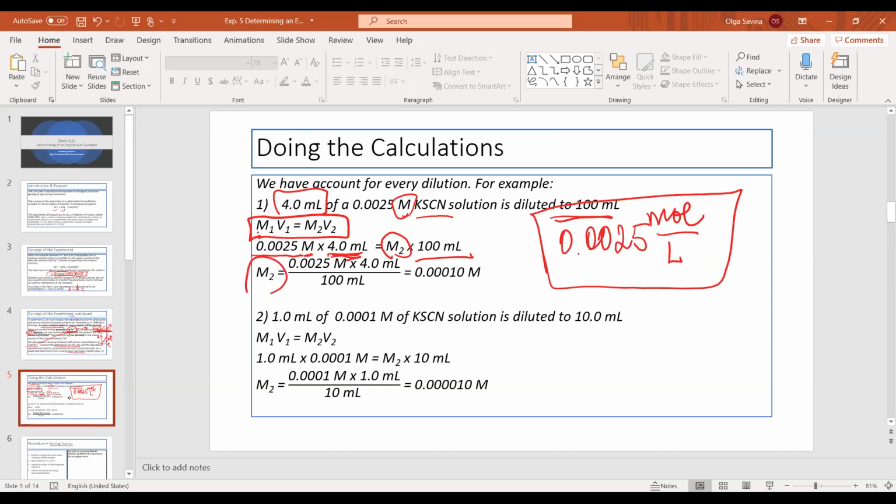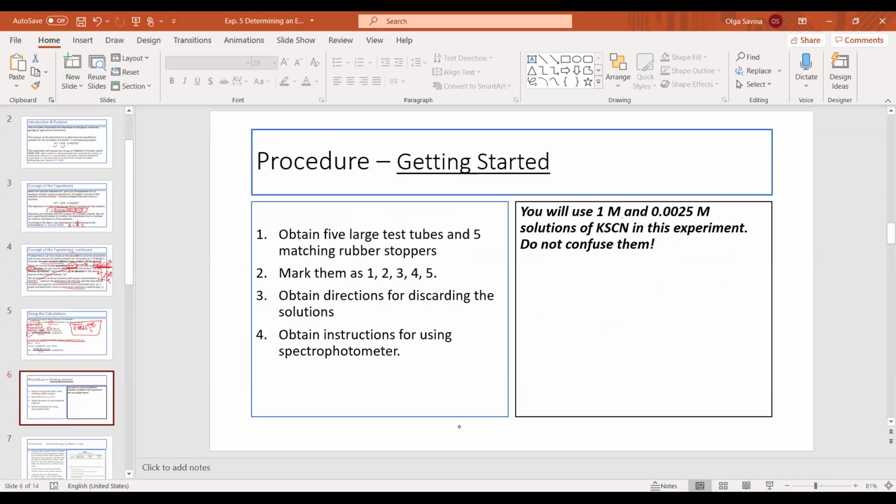So using this formula, we'll calculate the final concentration of a diluted solution. And here is another example. You can review these examples and use this formula for your calculations. Okay, and now we will work on the procedure.